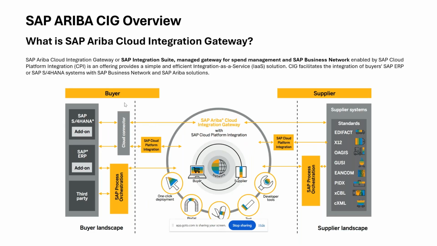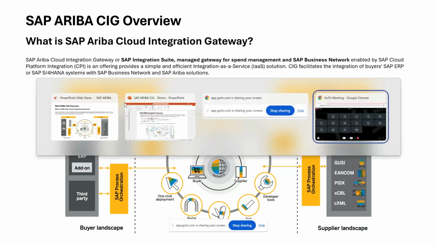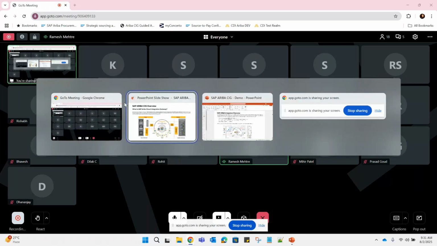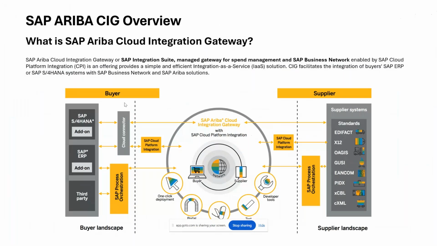Okay. So the question is, since you mentioned that CPI can also be used for integration purposes, we just want to know, if CPI can be used, then why CIG? What is the difference between CPI and CIG? Because if CPI is already available, why do we need CIG also?